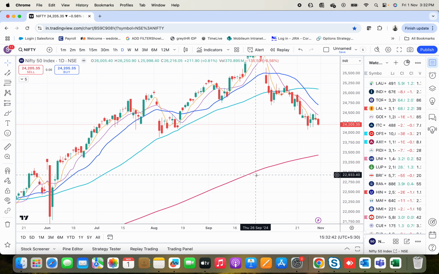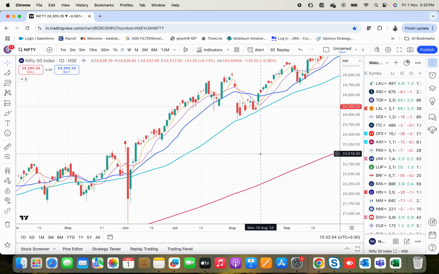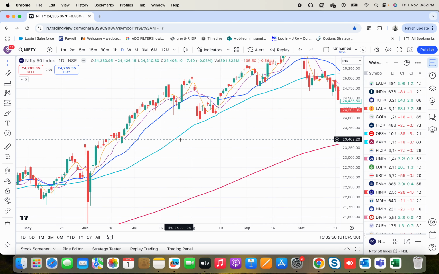So like this, you can add a number of moving averages. It will give an idea where the stock is, what the trend is, where the support is, and so on and so forth. Now look at this, this is the Nifty. Look at this, actually, this is the trend. What you can notice here.